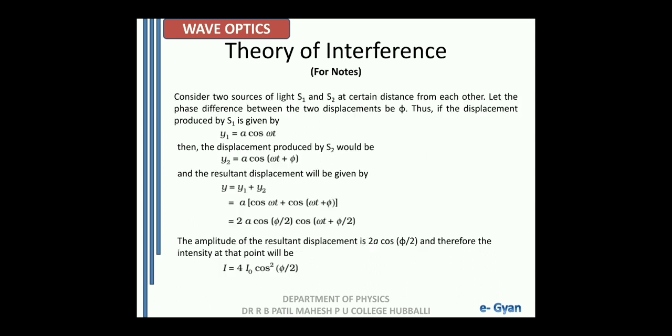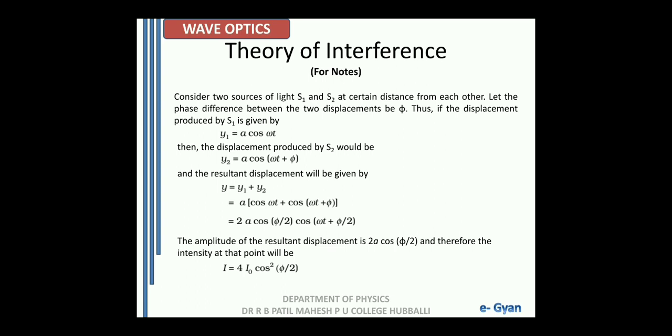So if we try to bring everything we have discussed into simple form, we write it something like this. Consider two sources of light S1 and S2 at a certain distance from each other. Let the phase difference between the two displacements be phi. We generalize it to be phi. If the displacement produced by S1 is given by y1 is equal to a cos omega t, and the displacement produced by S2 would be y2 is equal to a cos omega t plus phi.